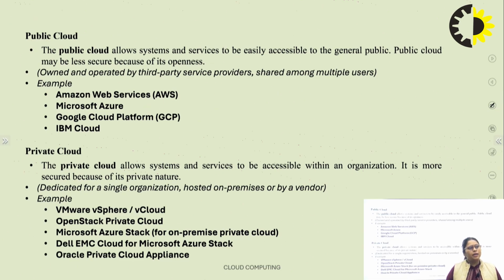It is operated by a third-party service provider among multiple users. Different service providers are available which provide us the facility of this public cloud. One is Amazon Web Services, it is a public cloud. Microsoft Azure, it is a public cloud. My Google Cloud Platform, that is GCP, is also a public cloud facility provider, and IBM Cloud.